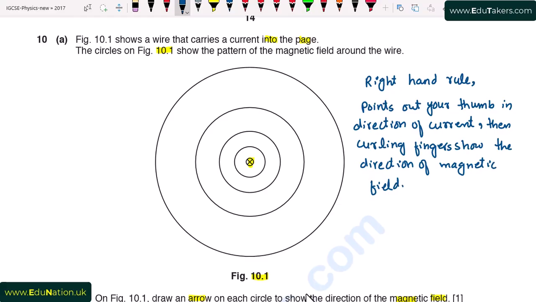So when I use the right hand rule and point my thumb into the page, then my curling fingers will be in the clockwise direction like this. So this is basically the direction of the magnetic field.